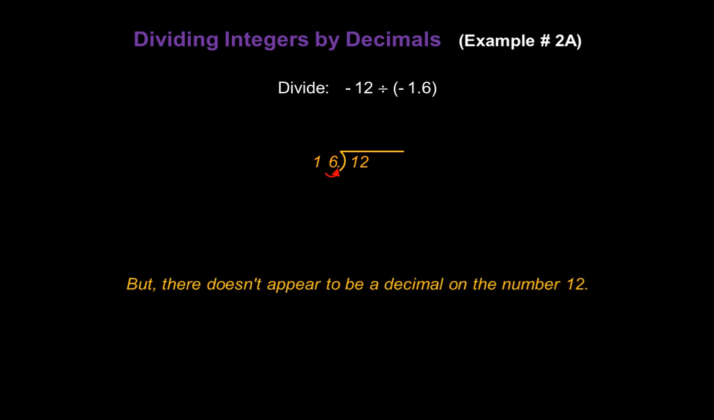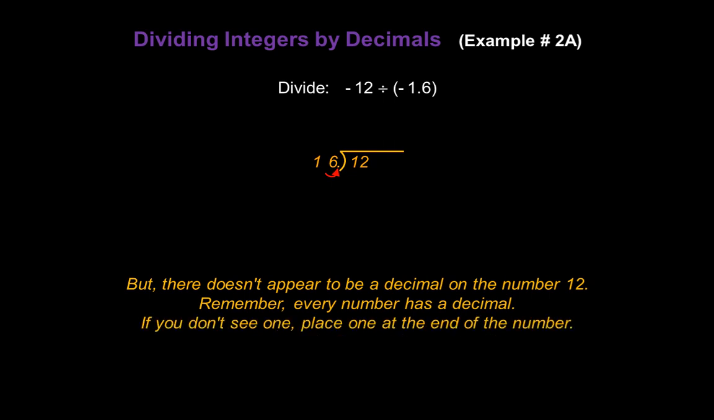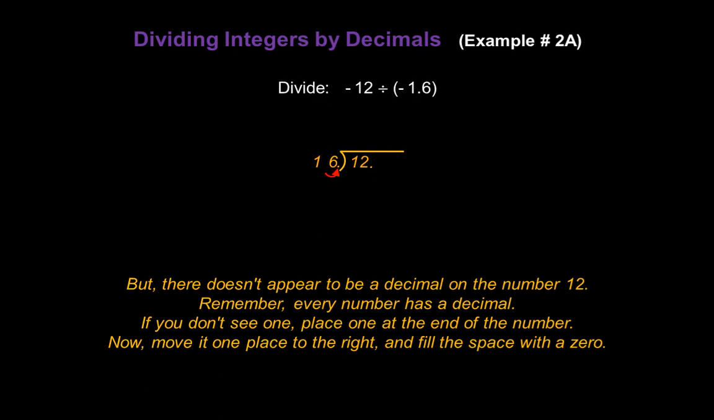But wait a minute, there doesn't appear to be a decimal inside the box on the number 12. What's going on here? Well, remember, every number does in fact have a decimal. So if you don't see one, one belongs at the end. So let's go ahead and place one at the end of the 12. Now we have a decimal we can move one place to the right, and we've created a gap that we're going to fill with a 0.